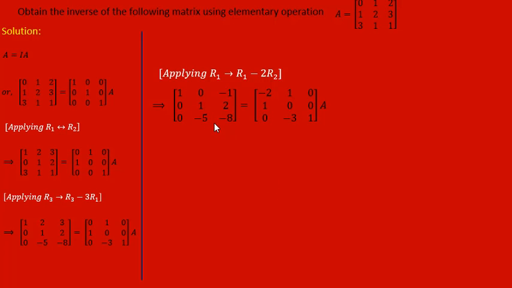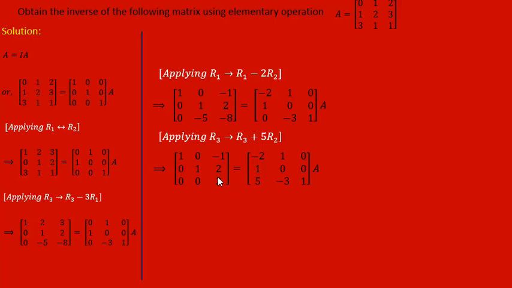So what I will do? On R3 I will say that R3 plus 5 times R2. So what do you get? You get this matrix, and the same operation you will perform on this I, so you will get this, right?